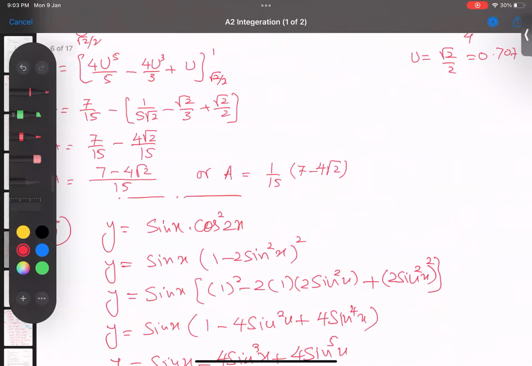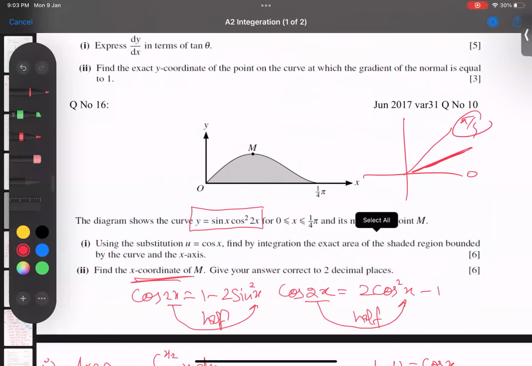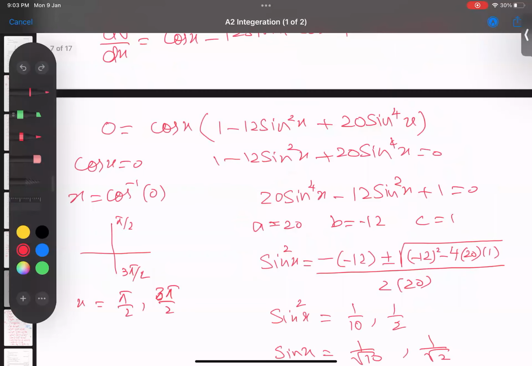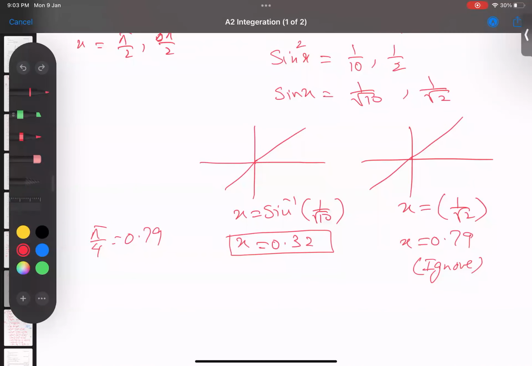And he was asking to find the x coordinate only. No need to find the y coordinate. And that's it. And the question is completely over.